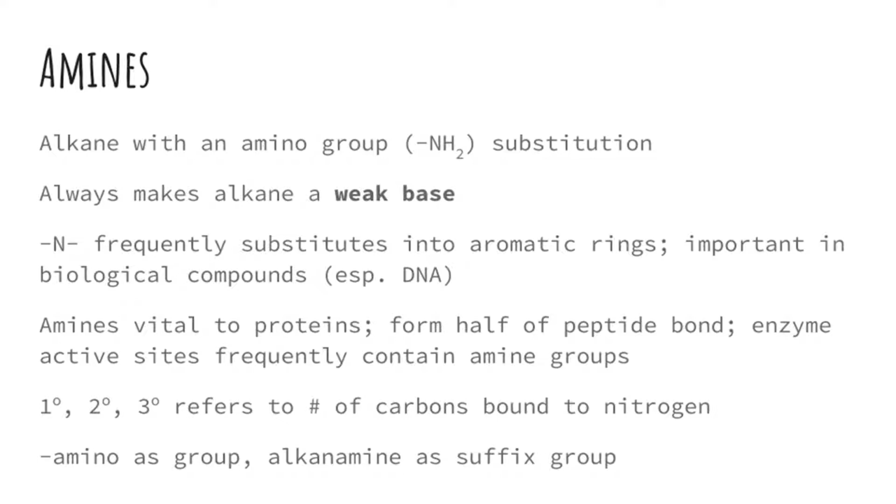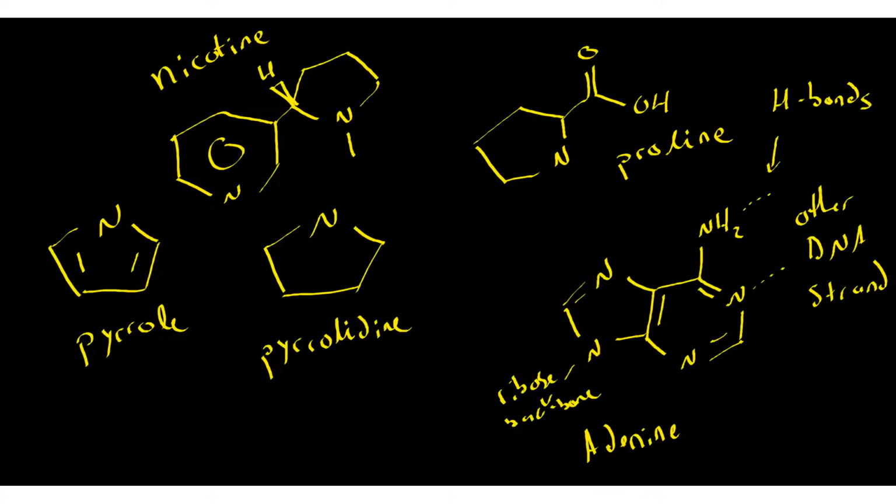These are a very broad class of compounds that are always incredibly important in biology. Down here in the lower left, you see we have pyrrole. Related to that, we have pyrrolidine. Above that, we have nicotine, which has two nitrogen compounds. These things love to substitute into rings, as well as popping onto chains.